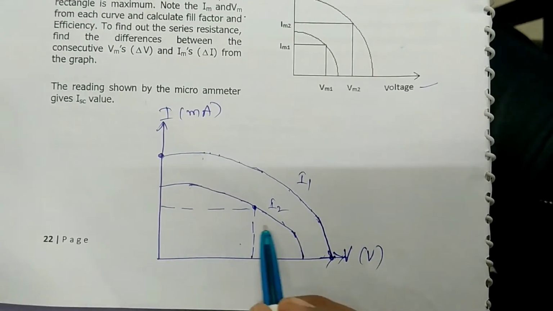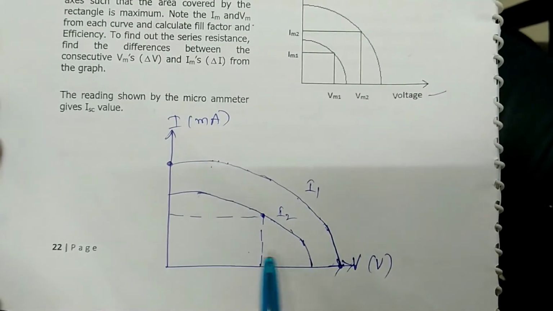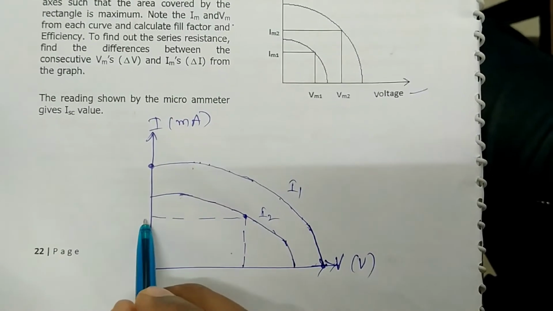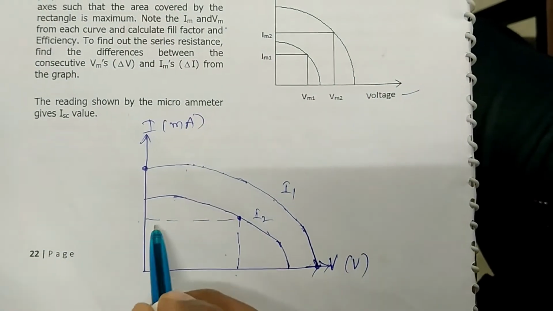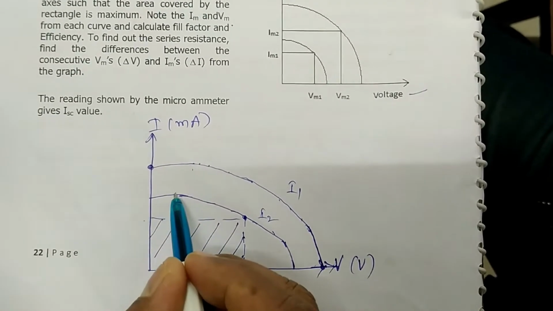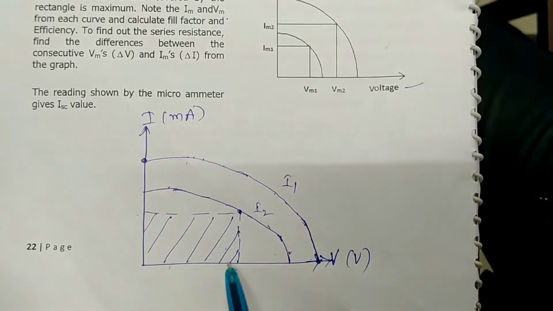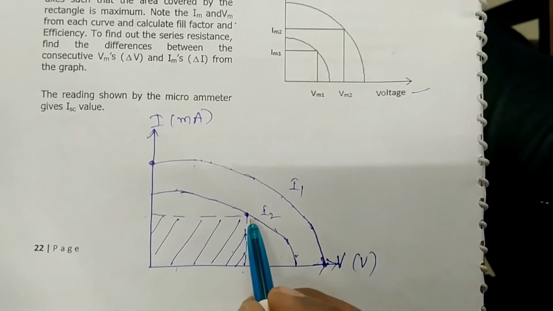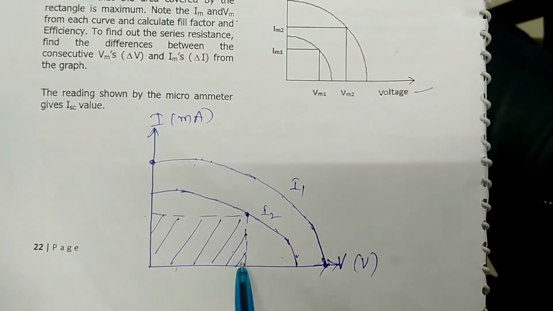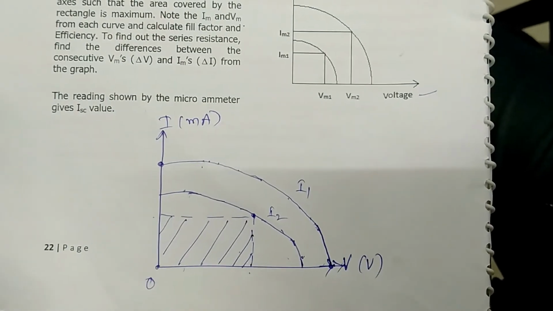Means that you need to find a point on the curve. If you plot from that point and drop the perpendicular to the y-axis and x-axis, you should get a rectangle of maximum area. If I take here, the rectangle is very small. If I take here, the rectangle is very small. Therefore, you take a point in such a way that we will get a rectangle of maximum area. But in general, to find this, you can use a load line analysis.